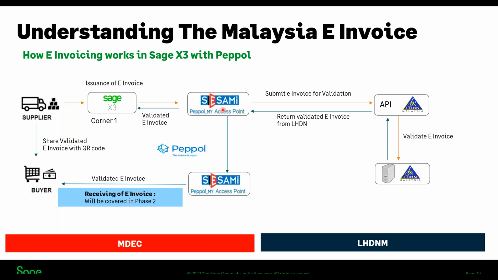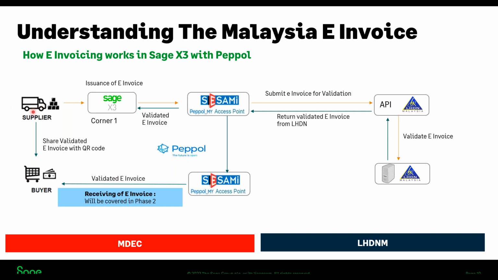Then we have Sesame as our access point. Again, in order to become an access point, you need MDEC accreditation. So all these four characters, all these government bodies and private bodies, they are actually working together. Okay, then back to the question again: how does the e-invoicing work in Sage X3 with the PayPal network, of course?